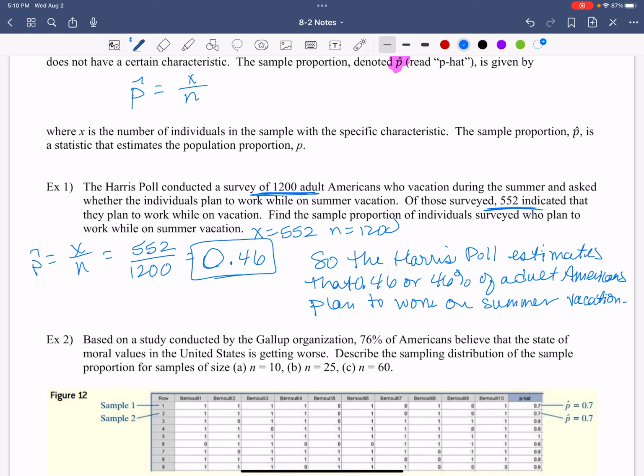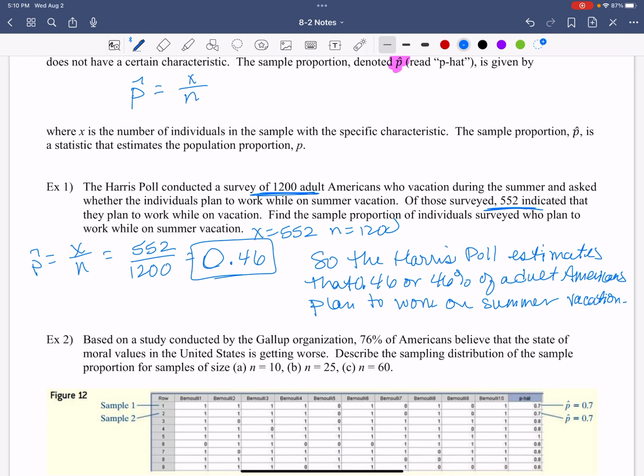All right. Do you work on summer vacation? I usually do because I usually teach in the summer. So if I go on vacation, I'm working just because it's online. But so I guess I'm a statistic, right? That's what we're learning here.